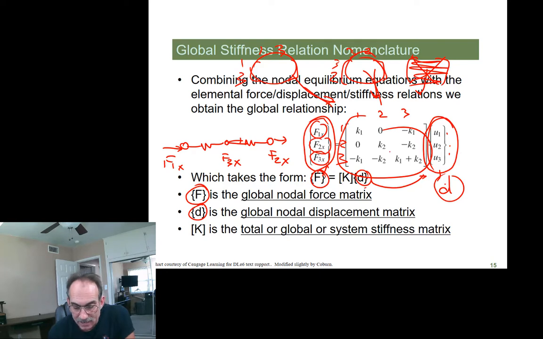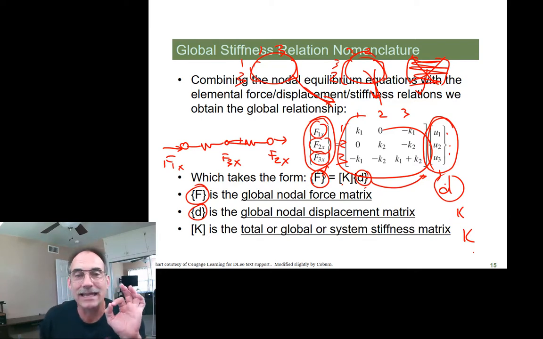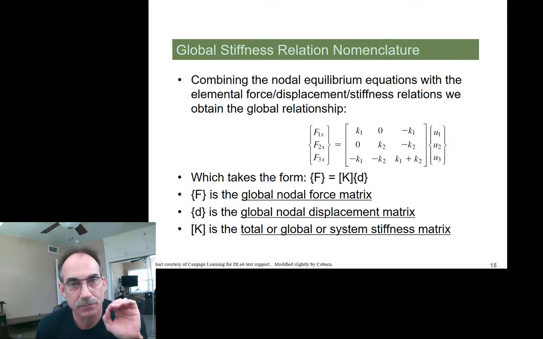Okay? And K, now you'll notice we used a lowercase k for the stiffness matrix of our elements. We're going to use an uppercase K when we're talking about the global stiffness matrix. You got all that? Don't worry. We're going to break this down step by step on, I believe, the next slide. Here we go.